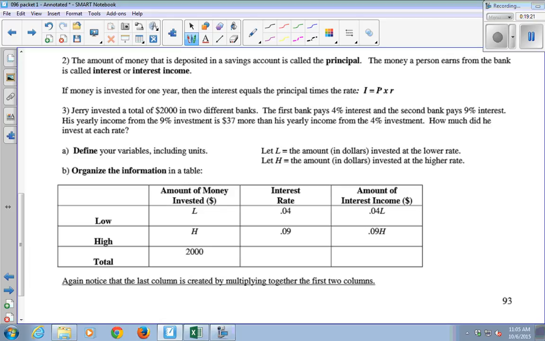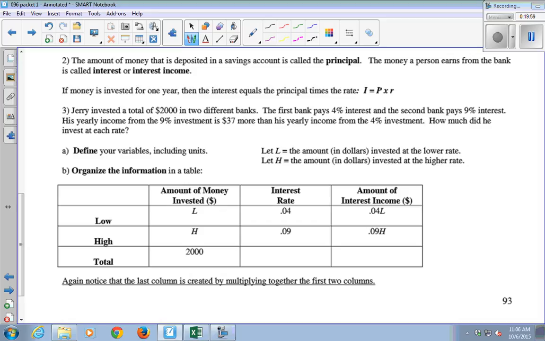So for example, let's say Jerry invested a total of $2,000 in 2 different banks. So he took his $2,000 and he put some of it in bank 1 and some of it in bank 2. The first bank pays 4% interest and the second bank pays 9% interest. So his yearly income from the 9% investment is $37 more than the yearly income from the 4% investment. So you would think that you would make more money off of your higher interest bank account than your lower interest bank account. So how much did he invest in each bank, right, at each rate?